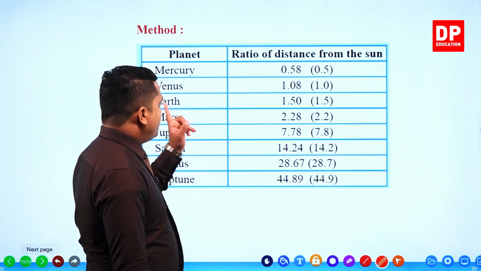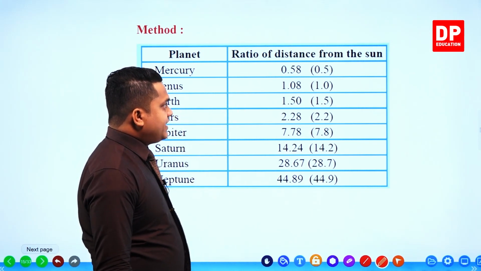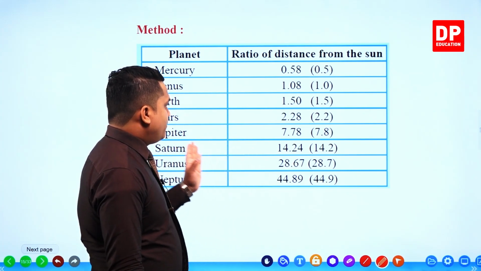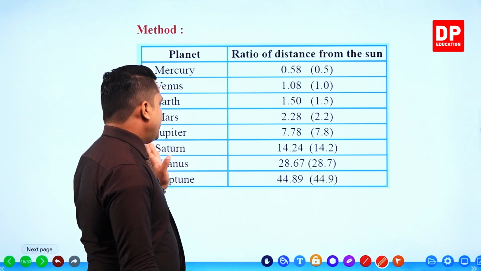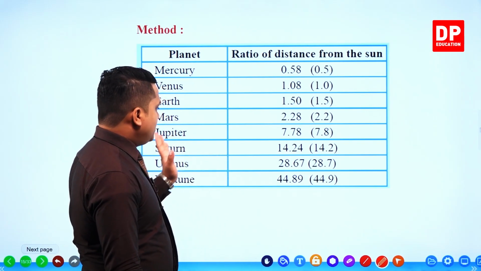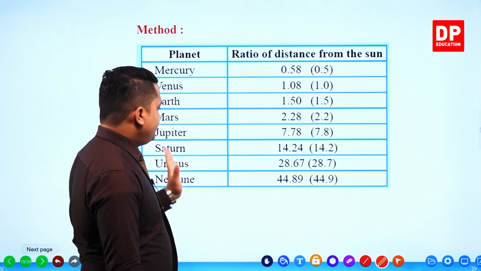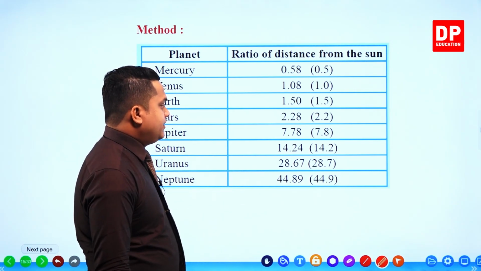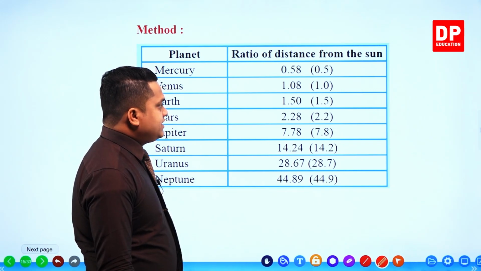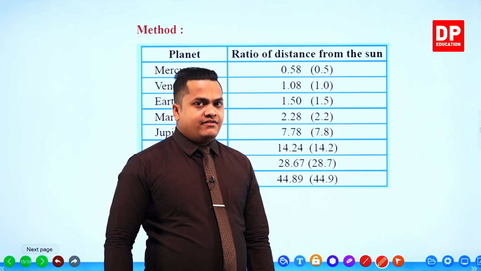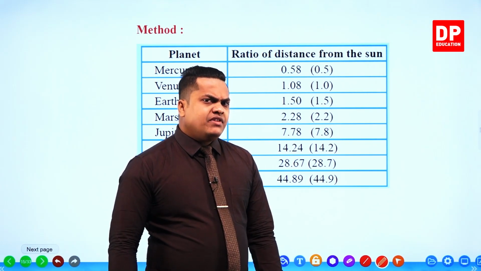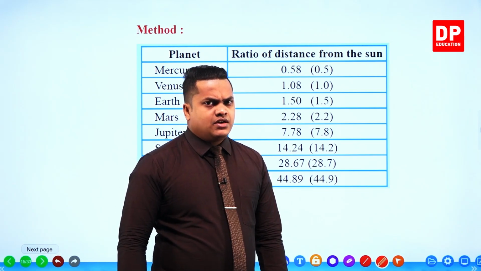So for Mercury, it should be 0.5. For Venus, it should be 1. For Earth, it should be 1.5. For Mars, it should be 2.2. Jupiter, 7.8. Saturn, 14.2. Uranus, 28.7. Neptune, 44.9. Right? So these are the values, my dear children. As you can see here, no exact unit is given. So how can we do this? What's the method of doing?